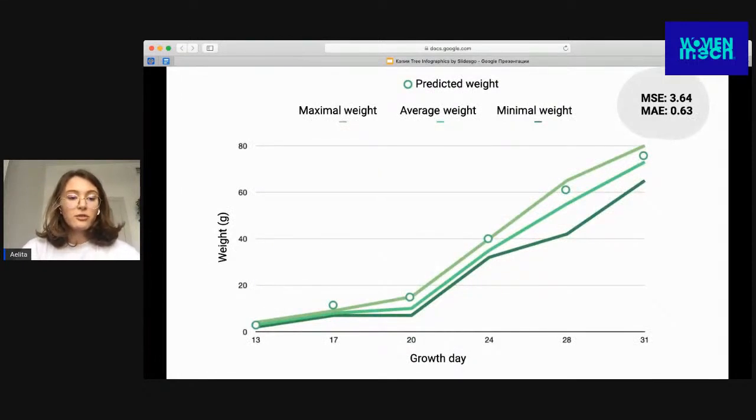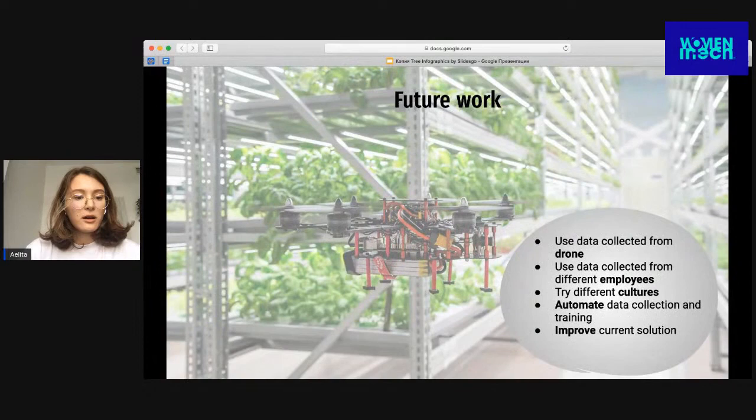This is the result of the model that uses only front view pictures, and the error rates are demonstrated on the slide, and they're a little bit higher than the previous model.